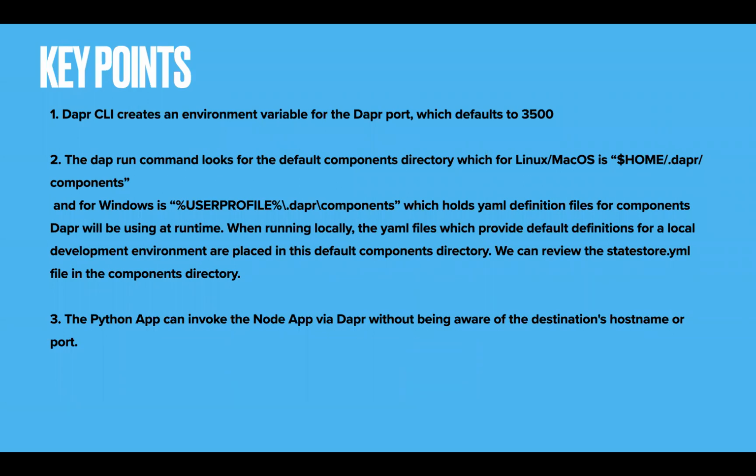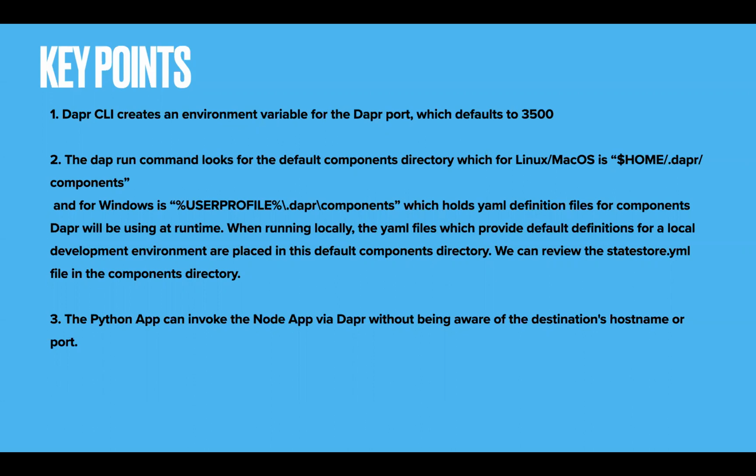Secondly, the Dapr run command looks for the default components directory, which for Linux and macOS is home/.dapr/components. This is the default components directory. And for Windows, it is user profile/dapr/components. This directory holds all the YAML definition files for the components which I am running. Once I install Dapr on my system, it provides me Redis as the default database, and it is mentioned in these files. I'll show these files also, where we can see that the default state store is defined as Redis.